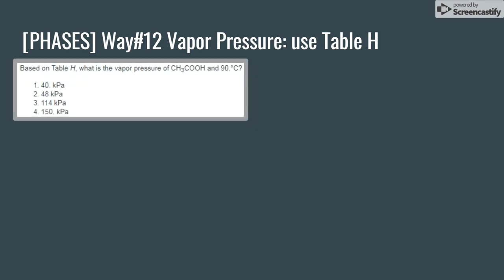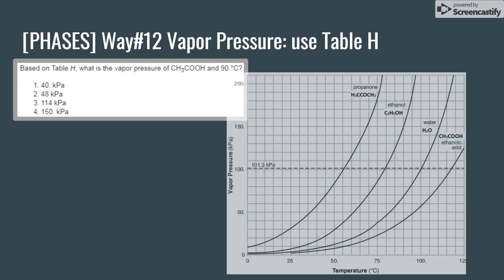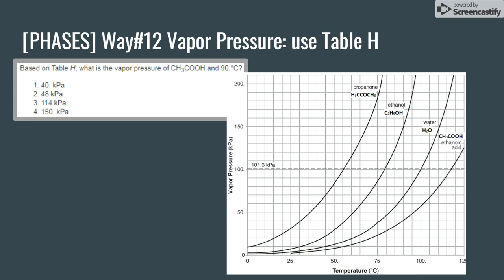Based on Table H, what is the vapor pressure of ethanoic acid at 90 degrees Celsius? So you're going to need to use Table H for this. For problems like this, you need to locate the curve that corresponds to that substance and then locate 90 degrees and find out what the corresponding vapor pressure is. So you find 90 degrees corresponds to approximately 40 kilopascals of vapor pressure. So the answer choice is 1. Let's try another problem.